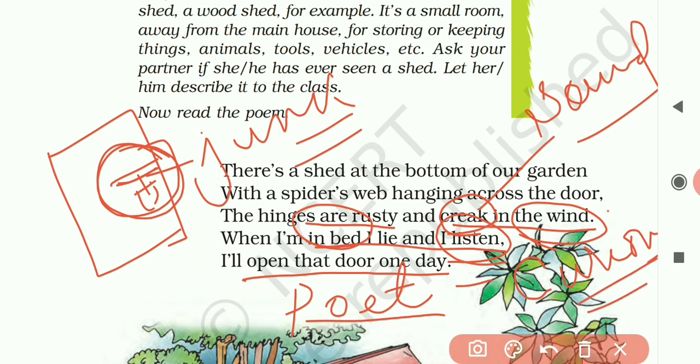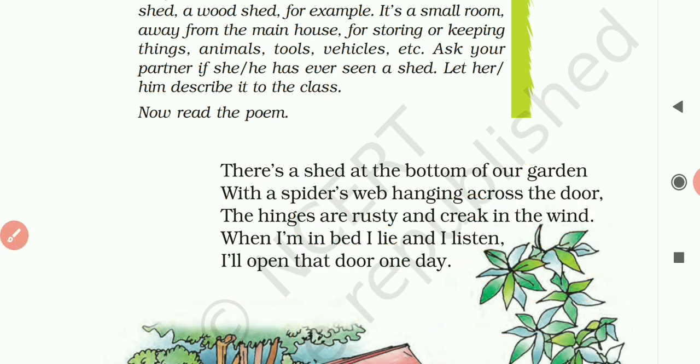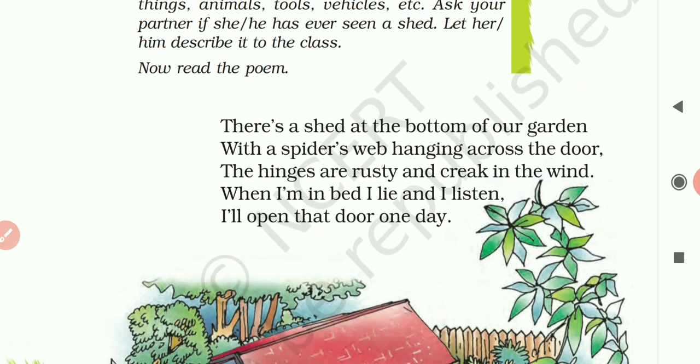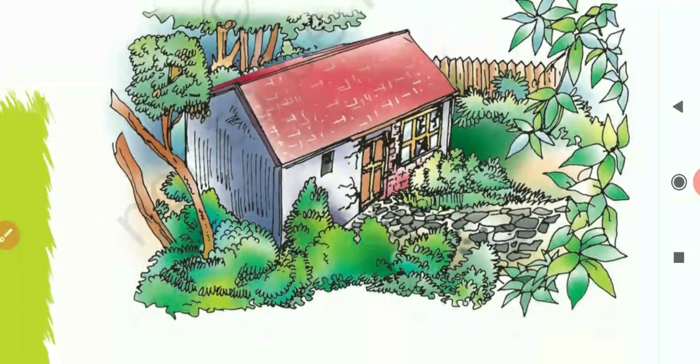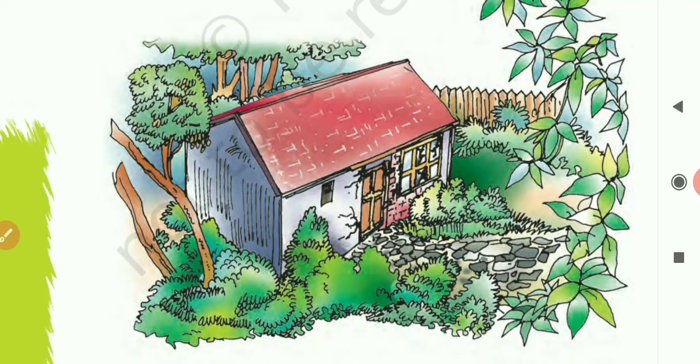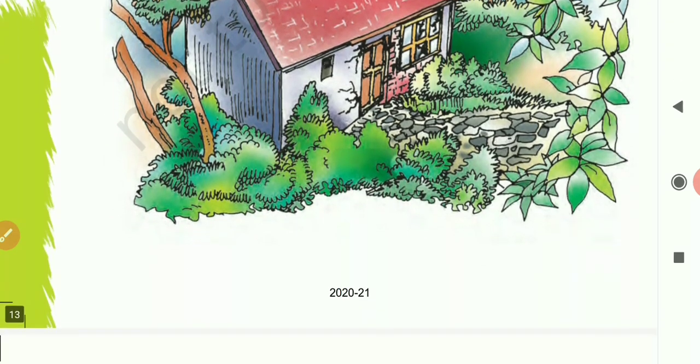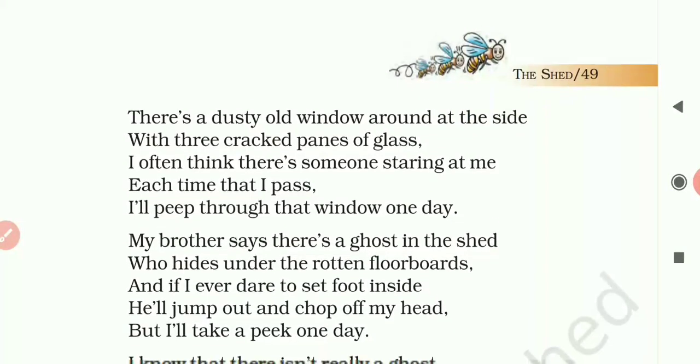I will open that door one day. It shows that the poet is very much curious to go and open the door and wants to see what is there inside it, what has been stored inside it, who is there inside it, right? So this is what we got to know from the first stanza. Now let us come to the second stanza. So now you can see, this is that particular shed, right? A very old shed you can see, right? Now let us come to the second stanza here.